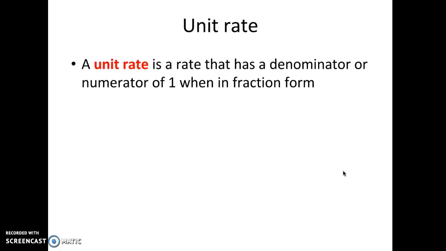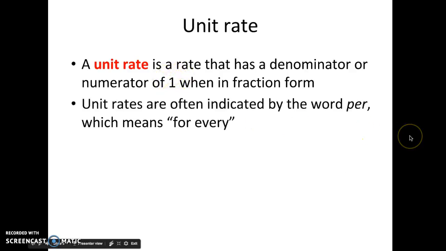So unit rate is a little bit different in that a unit rate is a rate when the denominator or the numerator has a 1 when in fraction form. Another way to think about it is how much does one thing cost, or how far can you drive in 1 hour. So the number 1 is key when we're thinking about unit rate. Unit rates are often indicated by the word per, like miles per hour, words per minute that you can type. There's lots of different things we can use with the word per, and it means for every. So if I say miles per hour, that means the miles that I travel per 1 hour.